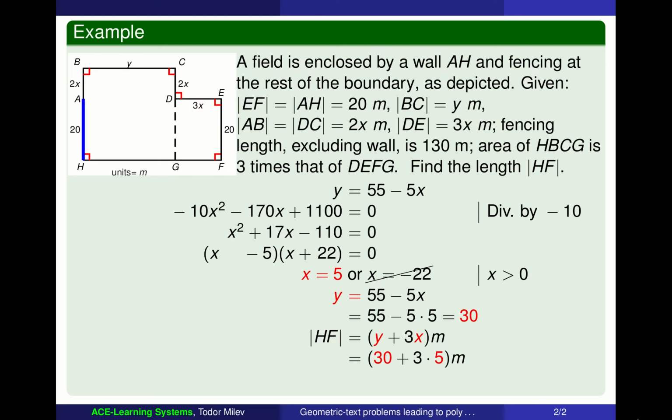Now I'm getting 30 plus 15, this is 15, which is 45. So 30 plus 15 is 45, and my solution is complete. I have found the length HF. This completes the problem.